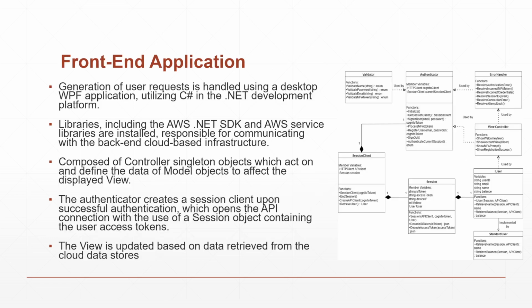So our front-end application is handled using a desktop WPF utilizing C# in the .NET development platform. And the front-end application is used to generate the user requests and handle the cloud service communication. And it's gonna do that using libraries such as the AWS .NET SDK.